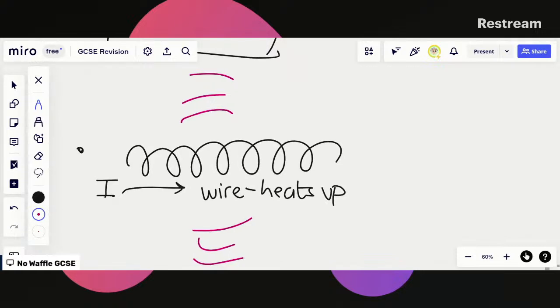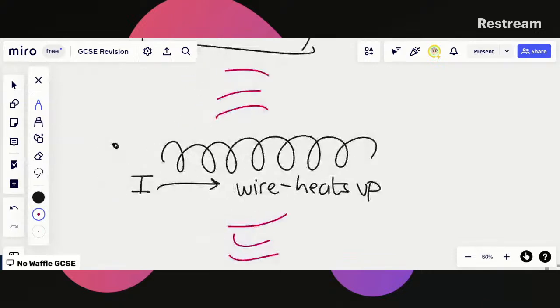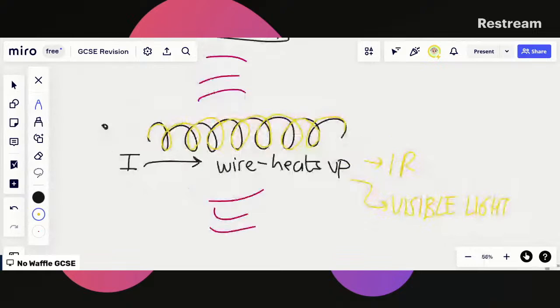Now, if you ever wondered why sometimes if you heat a wire up, it starts to glow, what that means is that you've heated it up so much that not all of the radiation is actually infrared. Some of the radiation is actually visible light. So when you ever see something start to glow really brightly because you're heating it, it's not just infrared radiation, but it's also visible light radiation as well.